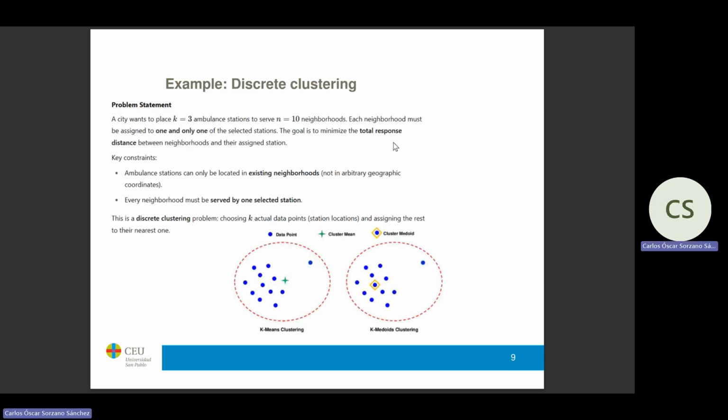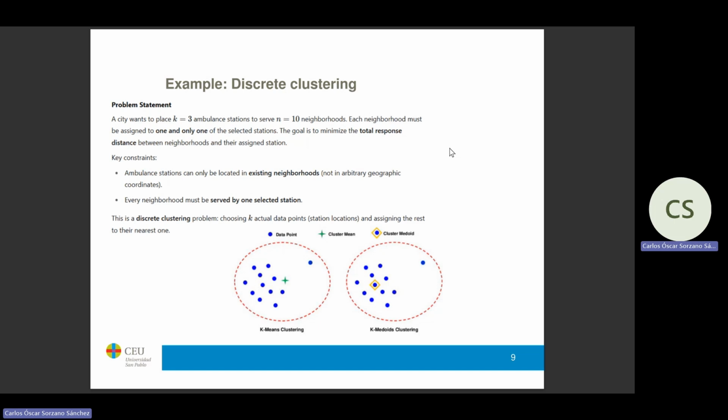Okay, more examples. So this is a version of something that is k-means. Have you seen k-means? Yeah, you saw it yesterday with me too. And k-medoids. So the difference between k-medoids and k-means is that in k-means, the centroid does not need to be one of the points of the set, but in k-medoids it has to be one. Okay, so let's say that you have 10 neighborhoods. So you're in a city, you have 10 neighborhoods, and you want to place 3 ambulance stations.